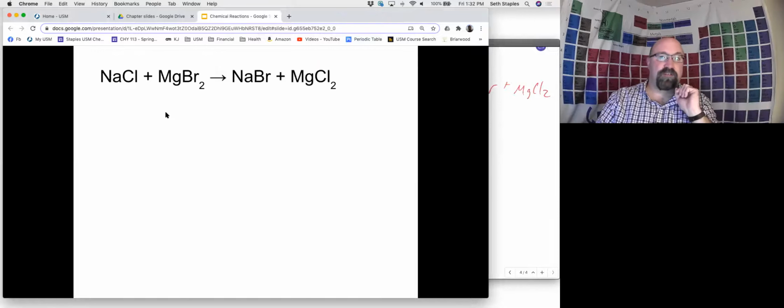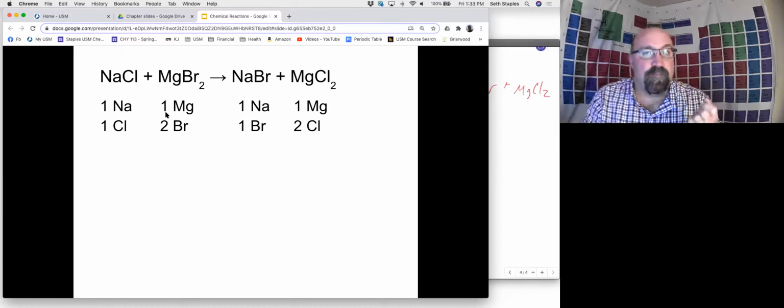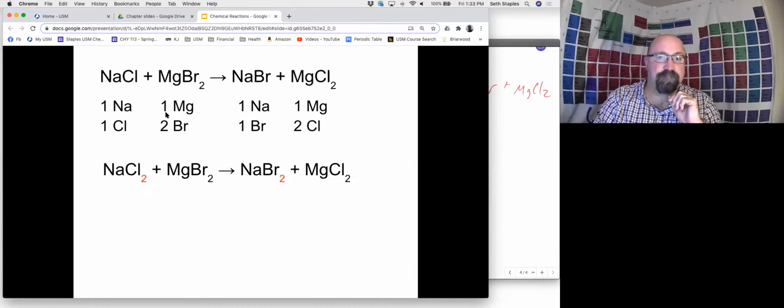And so we'll come back to this one, to how we balance it. We go through and do our counting, and we see that we have a problem with our chlorides, and our bromides for that matter. We have 2 bromines on the left, only 1 on the right, 1 chlorine on the left, and 2 on the right. So we have to fix that.